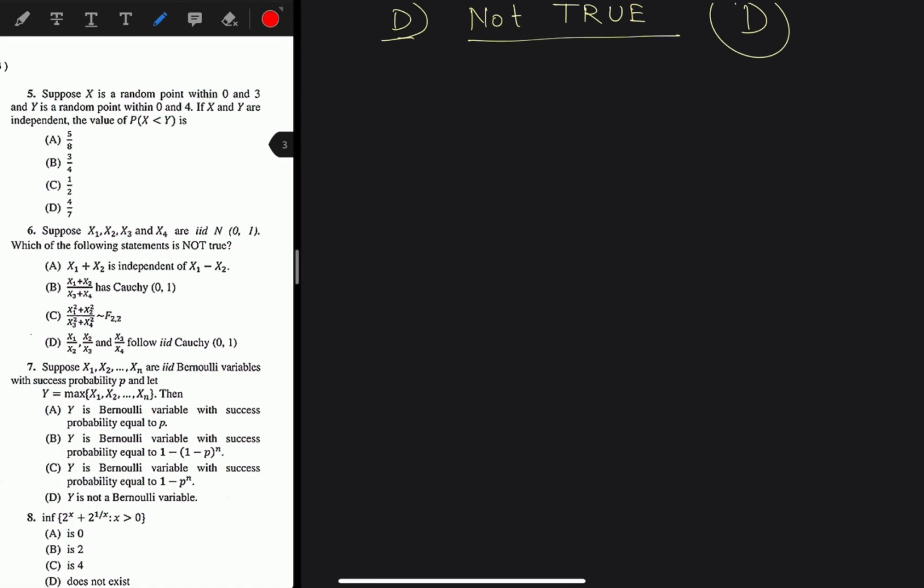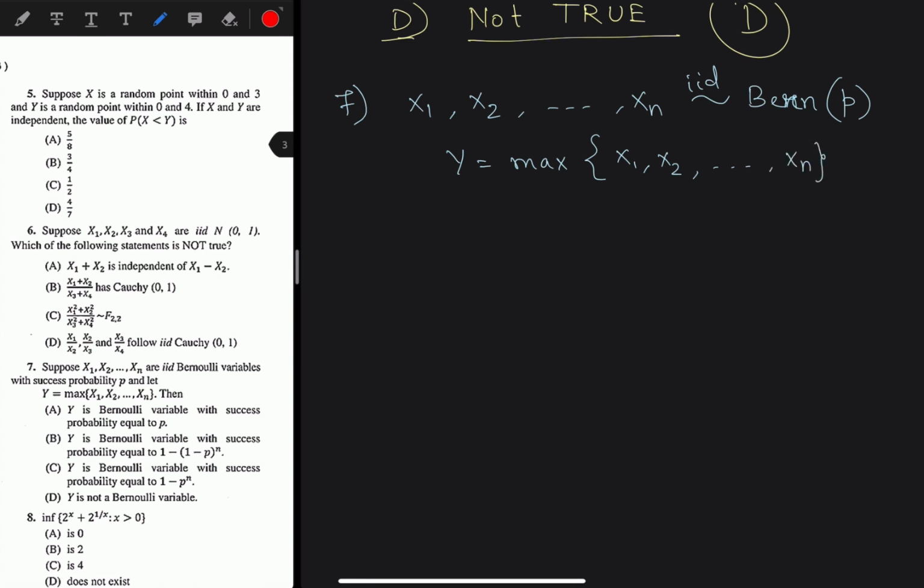The next problem, question number 7. In question number 7, we are given that x1, x2, up to xn follow IID Bernoulli variables with success probability p, so IID Bernoulli p. Now let y be defined as the max of x1, x2, up to xn. Now we have to find the success probability of y.